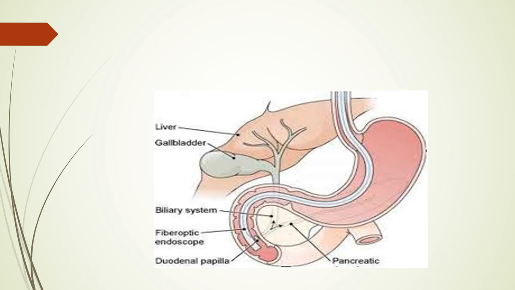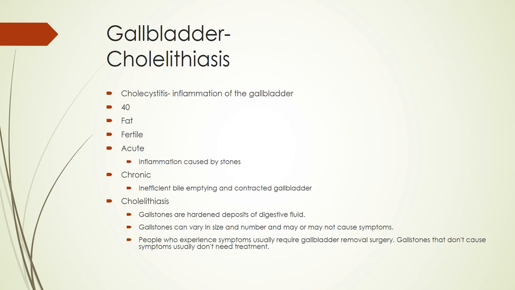So the first slide here is actually the anatomy of the liver, gallbladder, biliary system, and the pancreas. I put this on here just to familiarize yourself with where things lie, just so you have an idea. The first thing we're going to talk about is the gallbladder, cholelithiasis. It's an inflammation of the gallbladder.